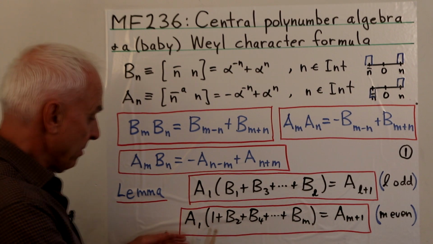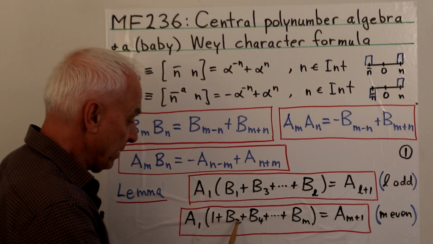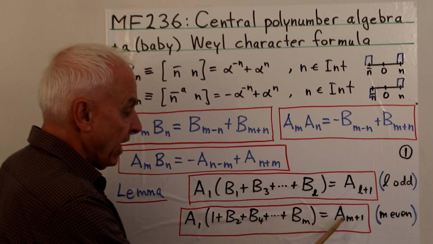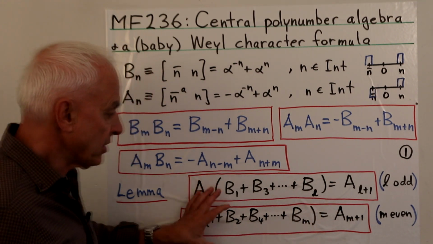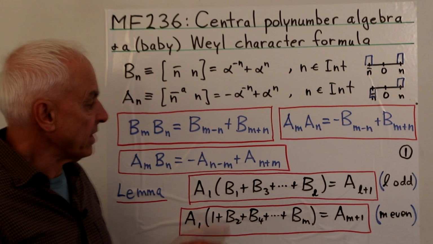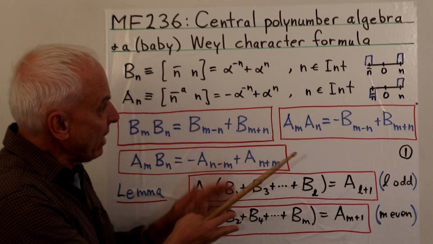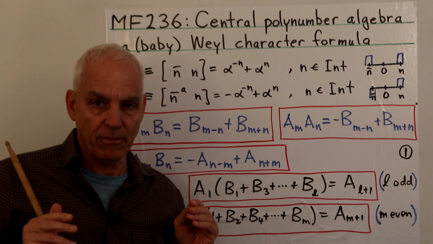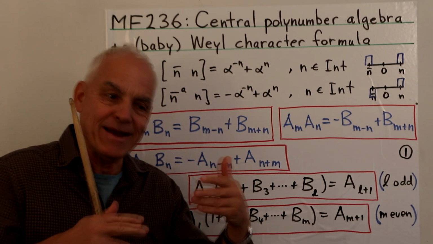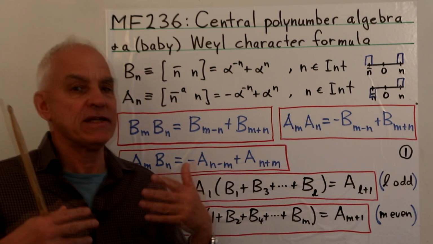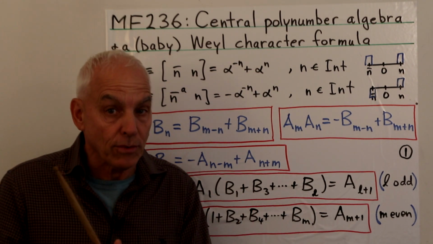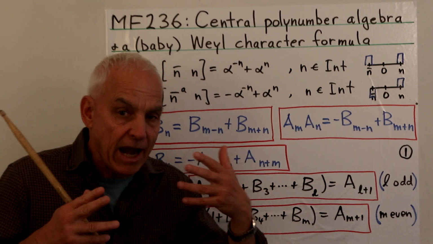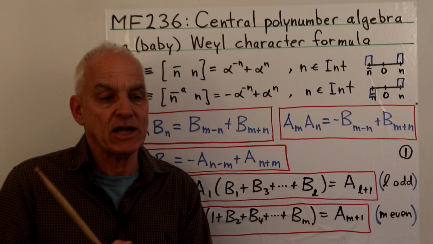And similarly, if we multiply A1 by the sum 1 plus B2 plus B4 up to some even B sub m, then we get A sub m plus 1. So these are going to be important. We're going to use these. But it's not actually these sort of elementary ones that we're interested in. Rather, we're interested in the central polynumbers, which are naturally connecting to the representation theory of SU2. Okay, and that's what we're ultimately interested in, is a character formula for the representations of SU2.